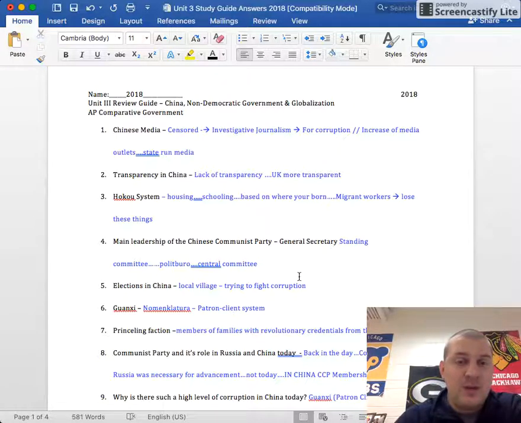The main leadership of the Chinese Party is your general secretary, who is in charge of the standing committee. From the standing committee, below them is the Politburo, and then below them is the Central Committee.